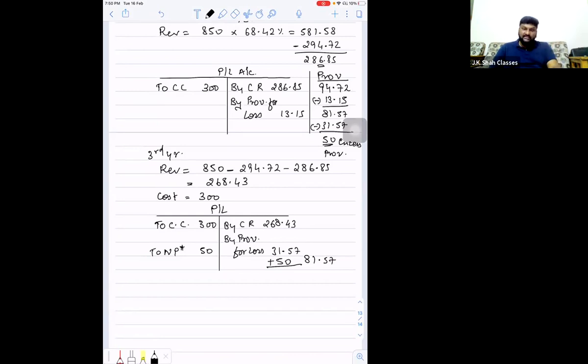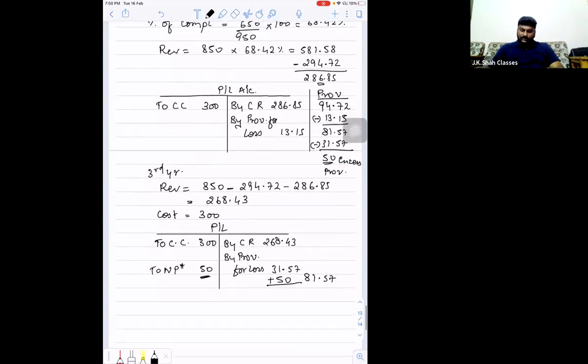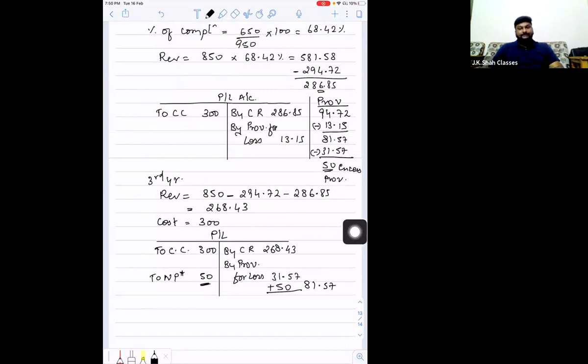And why is this 50 rupees left? Because your loss is reduced by 50 rupees. And this 50 gets reversed in the final year. So you land up getting a profit of 50 rupees. I hope you're understanding this point.